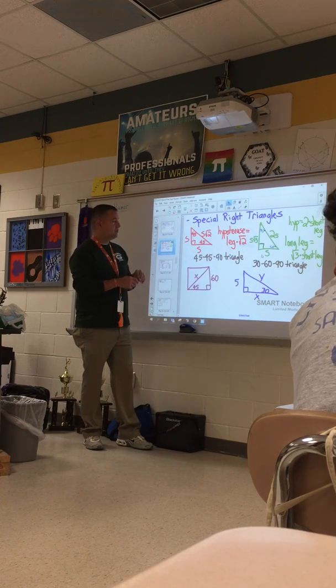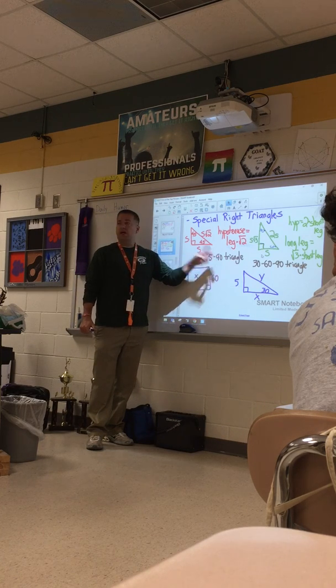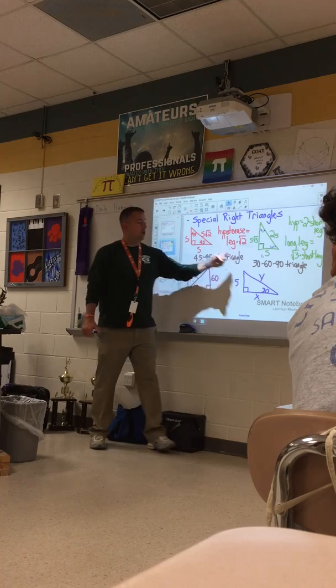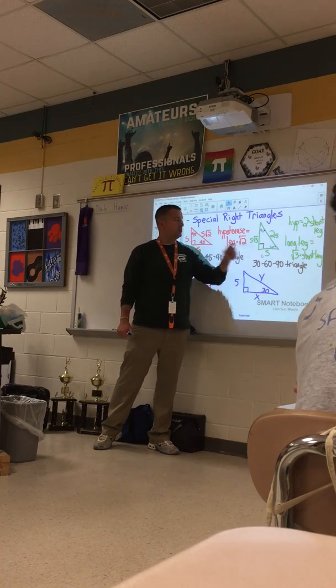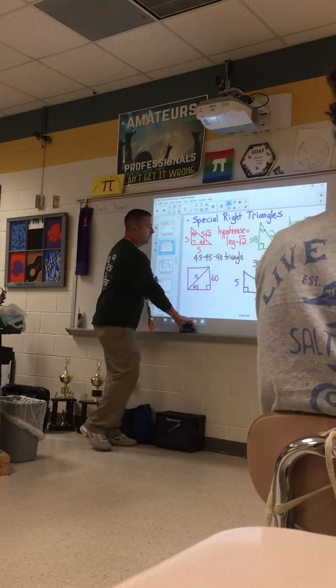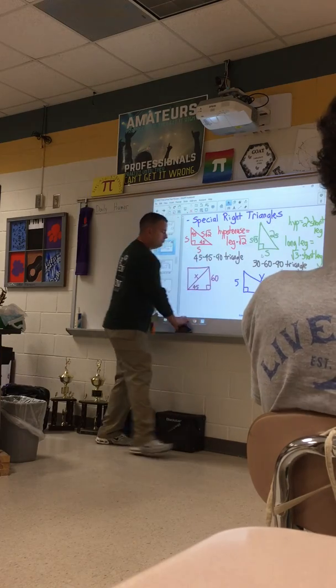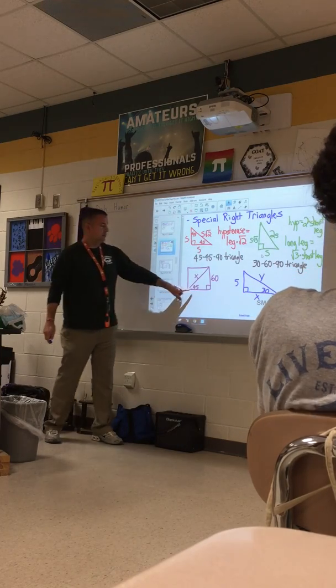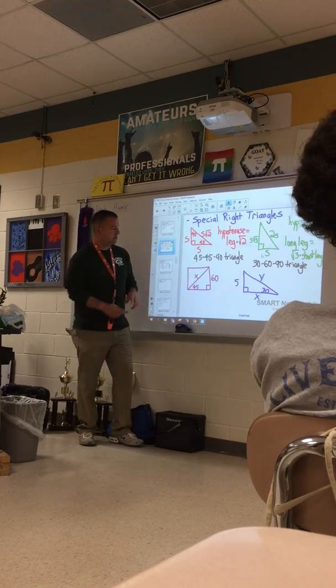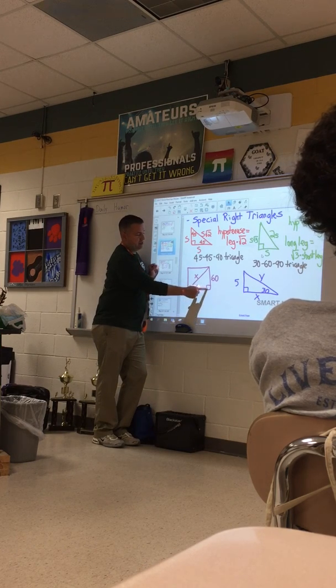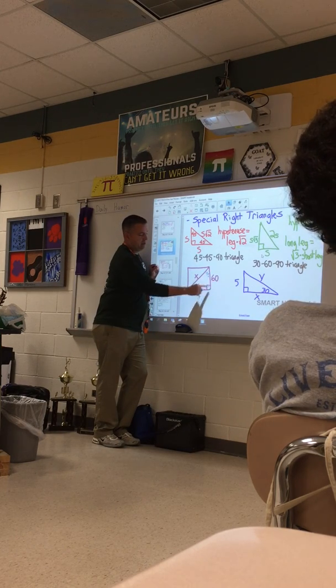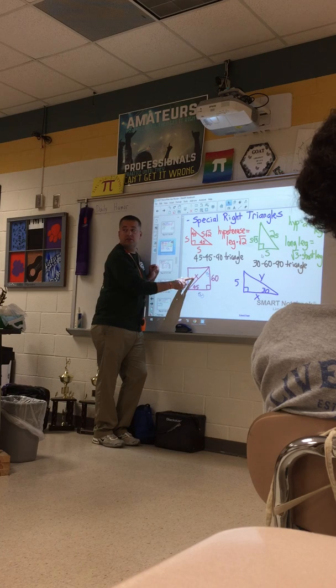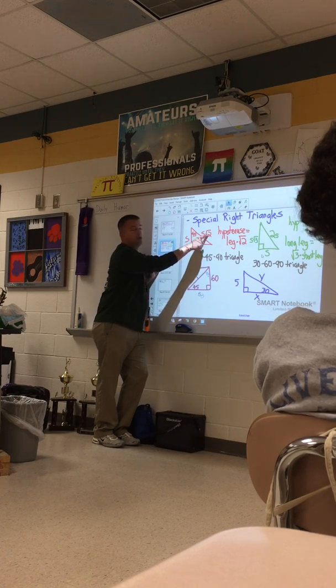If you can't remember that tomorrow, 45, 45, 90 has two different numbers, 45 and 90. There's your square root of 2. 30, 60, 90 has 3 different numbers. Here's your square root of 3. So this one down here, I'm trying to find x. This is 45, this is 90, that means this is 45. What is x? 60 times square root of 2.